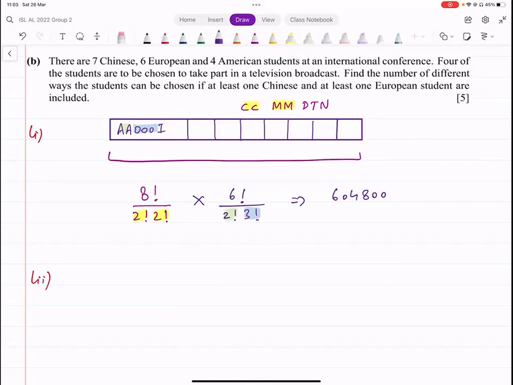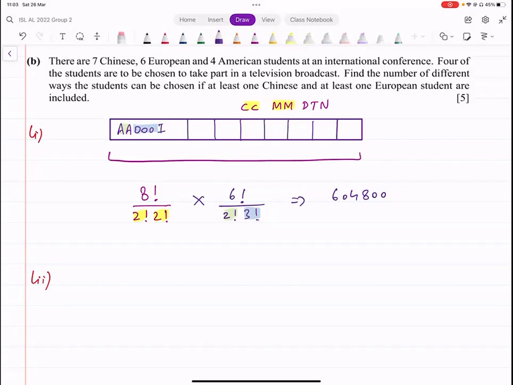So find the number of different ways the students can be chosen if at least 1 Chinese and at least 1 European student are included. So we want at least 1 Chinese and at least 1 European. Yeah, number of ways निकाल लें.